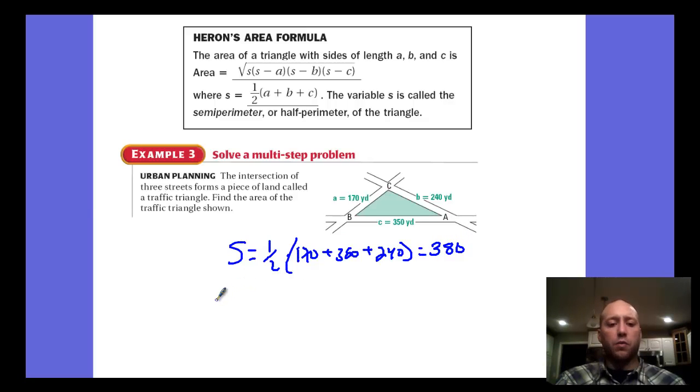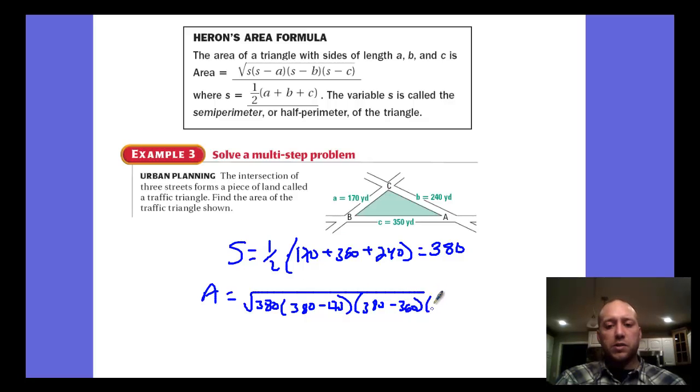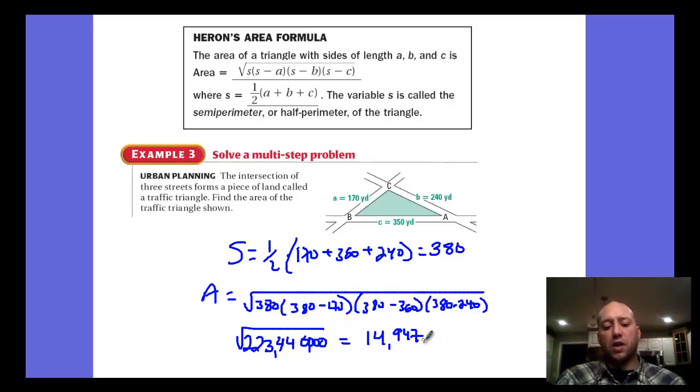And so I can plug that into the formula. The area is going to be the square root of 380 times 380 minus 170 times 380 minus 350 times 380 minus 240. So the square root of 223,440,000. You take the square root of the answer, and you find an area that's equal to 14,947.9 square yards. You get the area of that region.